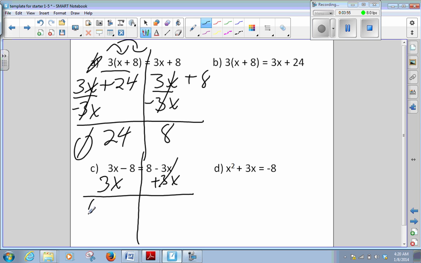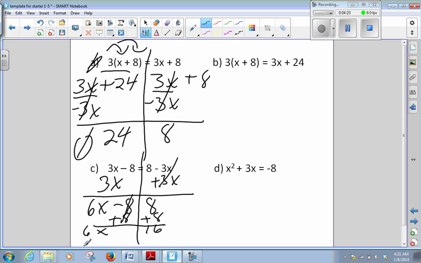3x plus 3x is 6x. I need to bring down that minus 8. Now I've got my 8 from that side. Now I still need to get this x isolated. It's not by itself yet. So I need to get rid of this minus 8 with a plus 8. It's going to cancel. So that leaves me with 6x is equal to 16.